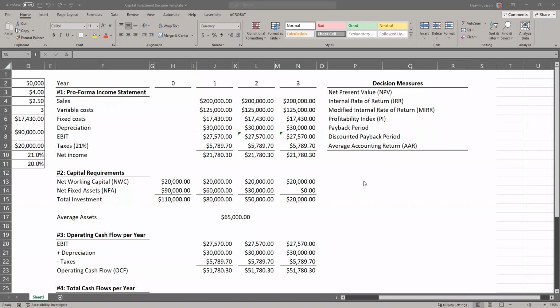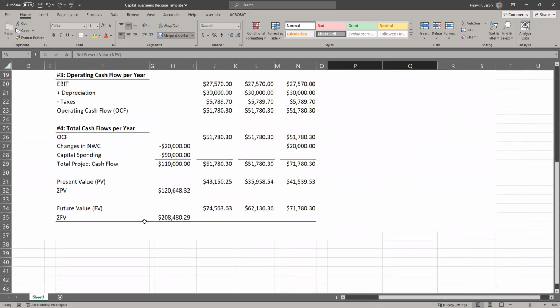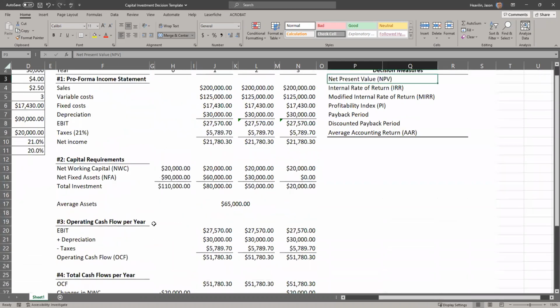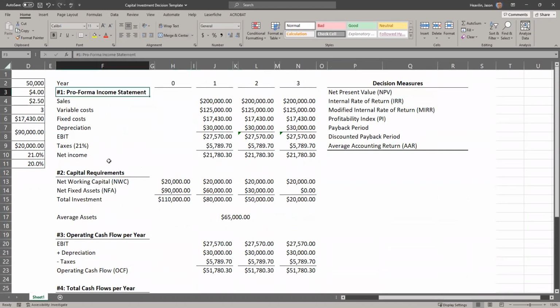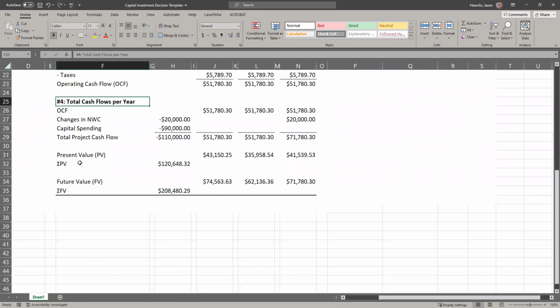Welcome back. In this video, we're going to take the final steps about decision measures. We're going to start with net present value. We're going to use information that we have calculated previously, also available in previous videos on how we did that. We did pro forma income statements, capital requirements, operating cash flow, total cash flows to include present value and future value.